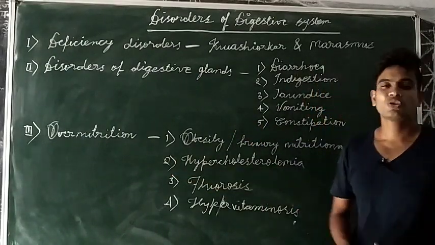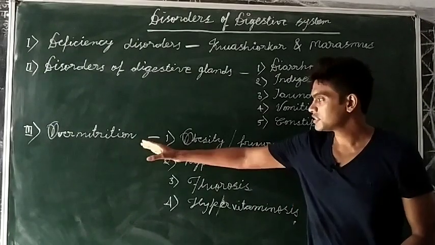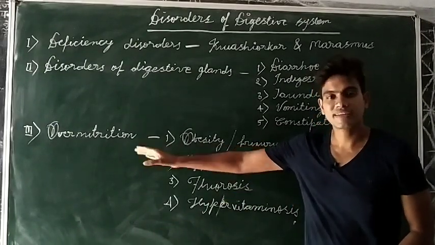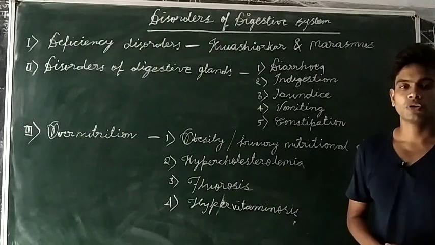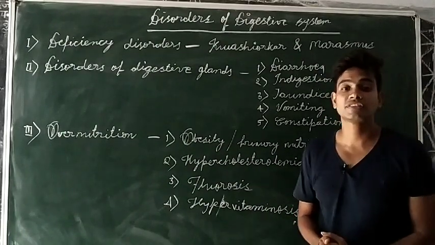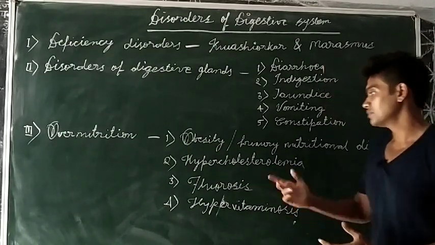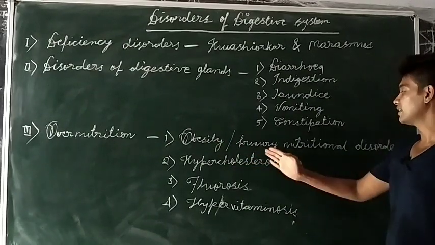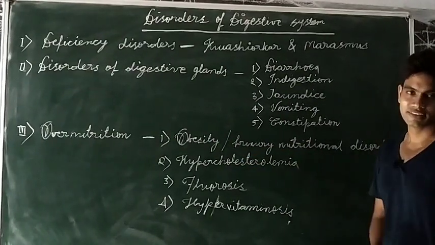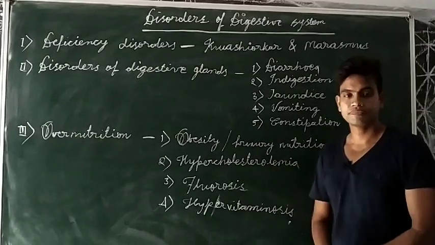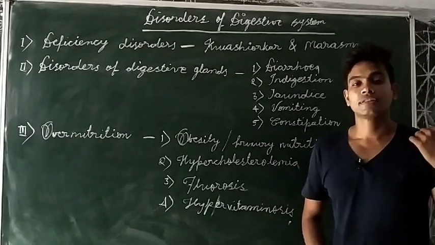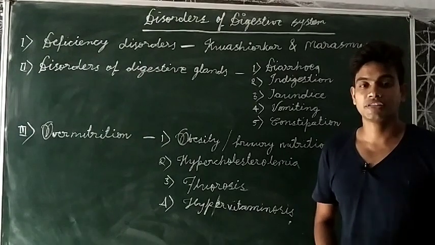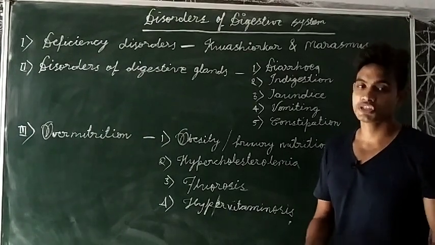Now, when you talk about overnutrition, all the diseases which are included in this category can also be termed as lifestyle diseases. Now, the first such disease is obesity. It is also called luxury nutritional disease. Now, what is obesity? Obesity is the excess deposit of fats in the body because of overnutrition.